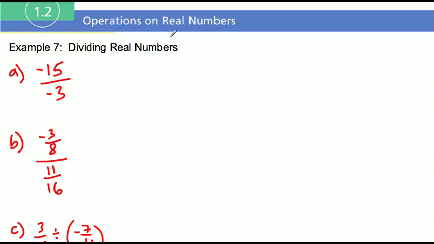Let's just do the last example here, example number 7 in this section. This is division, and again, you use the same little triangle here if that's helpful to you. So plus, minus, minus. For example, if I divide a negative by a negative, then I get a positive. So 15 divided by 3 is 5, and a negative divided by a negative is a positive. Bing!